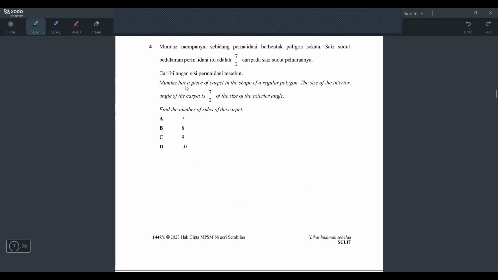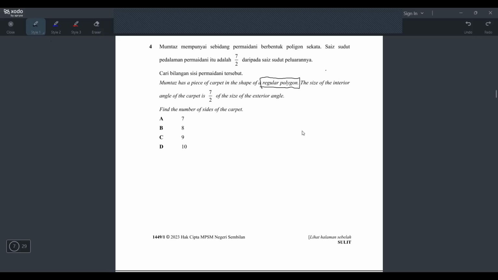Okay, number 4. Mumtaz has a piece of carpet in the shape of a regular polygon. This word is very important. You will see it a lot in the exam. Regular polygon means all the sides same. Let's say it's a pentagon. This question they never say what shape, but let's just assume it's a pentagon. If it's a pentagon and they mention it's a regular pentagon, what it means is all 5 sides sama panjang. And if all 5 sides same length, what about the angle? The interior angle also will be same size, all right? If they mention regular, all right?